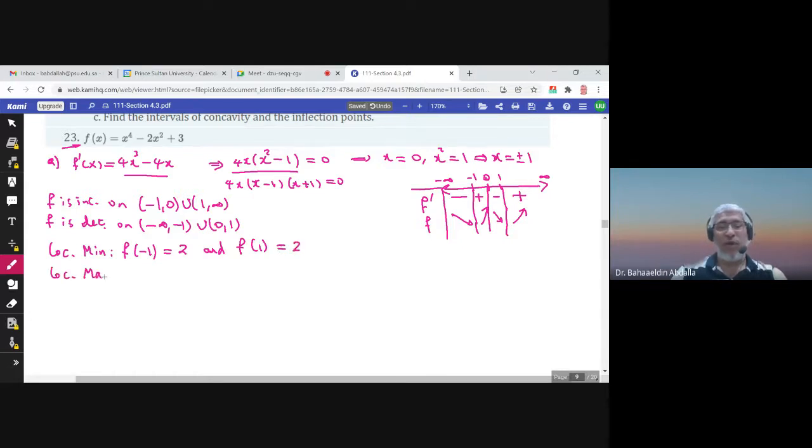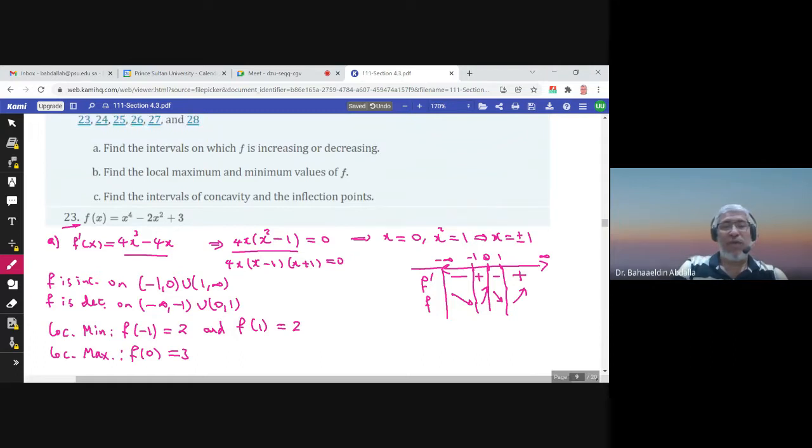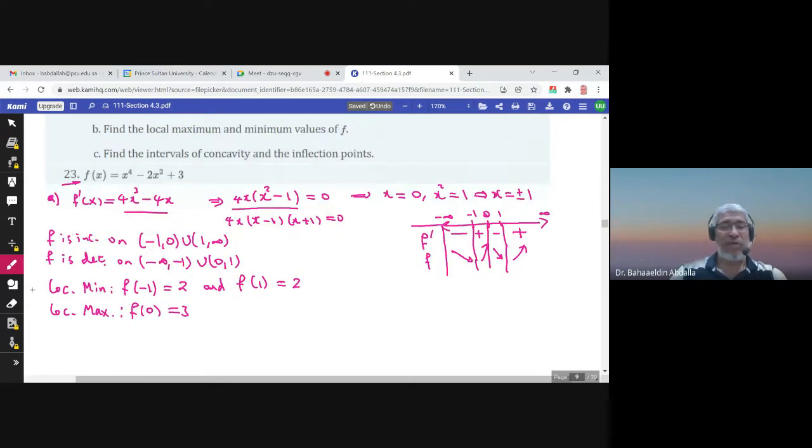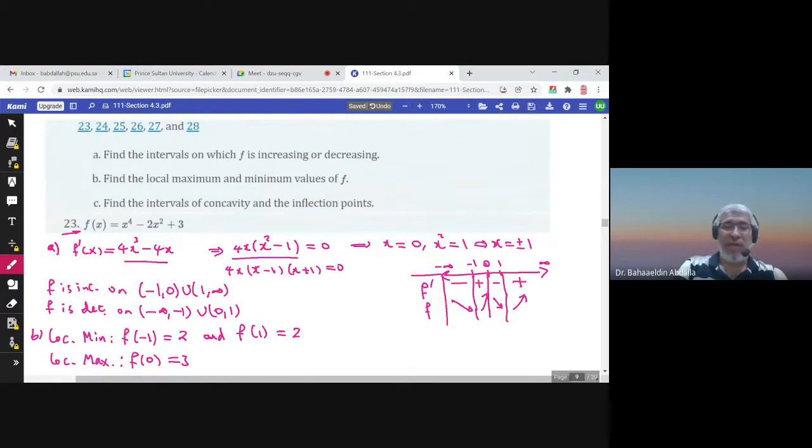While the local maximum is f of 0. And f of 0 is 3. So we answered part A, and this is also the answer of part B. So actually we answered parts A and B.